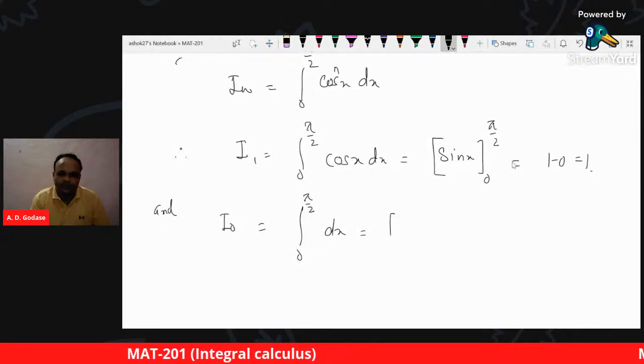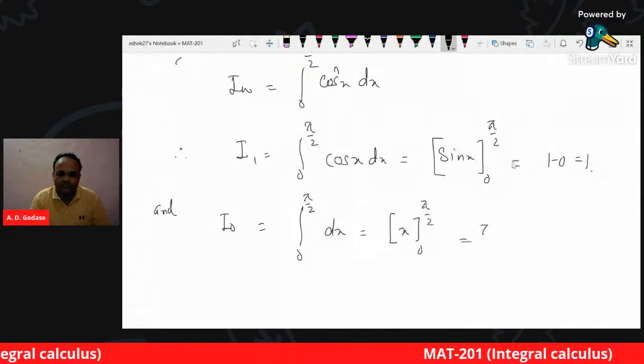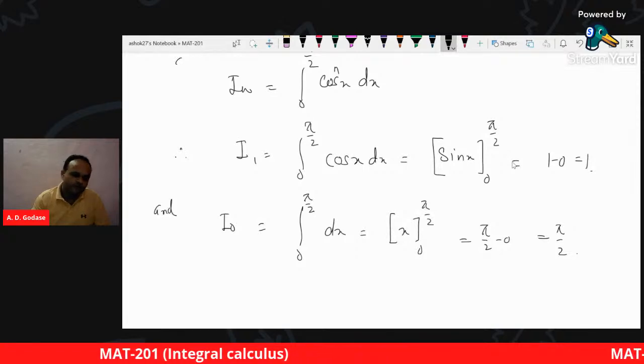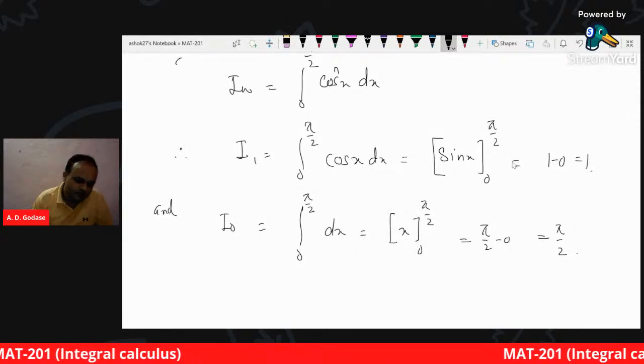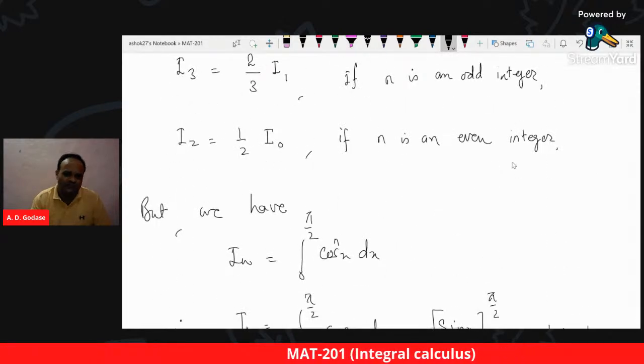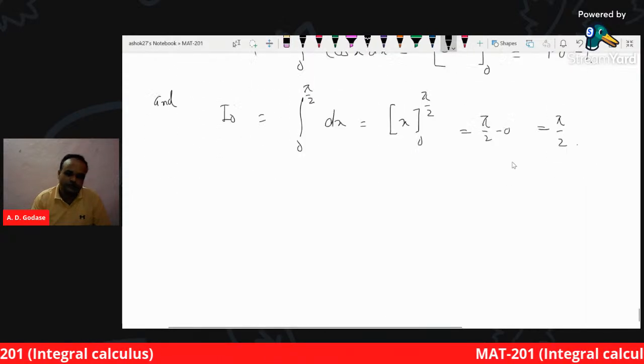The limits of x are from 0 to pi by 2, and you will get pi by 2 minus 0, which is just pi by 2. So what is the value of I0? The value of I0 is pi by 2, and the value of I1 is equal to 1. So you can resubstitute these values here, and after back substituting, what will we get?